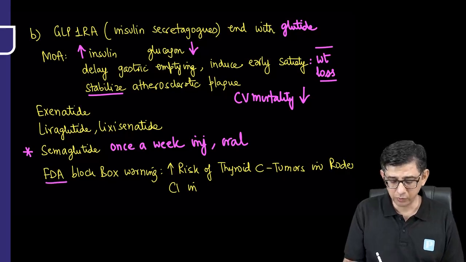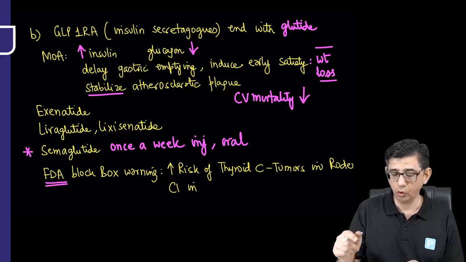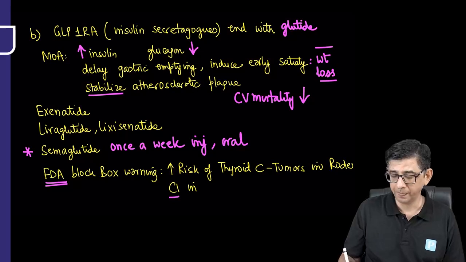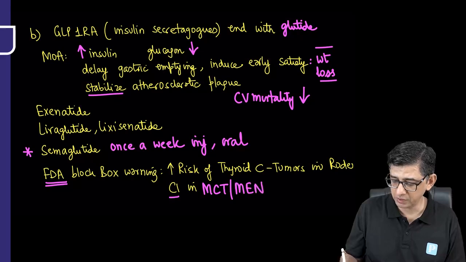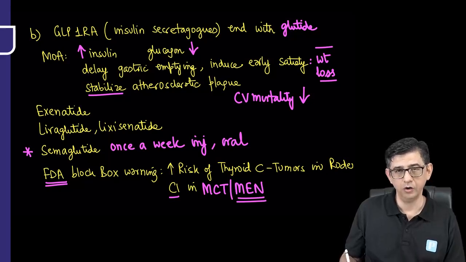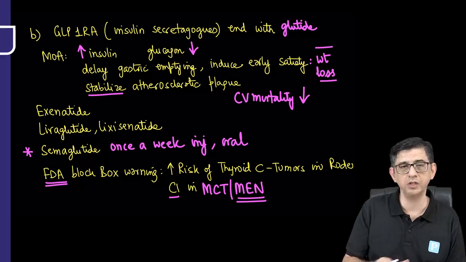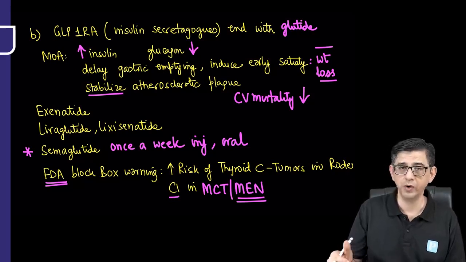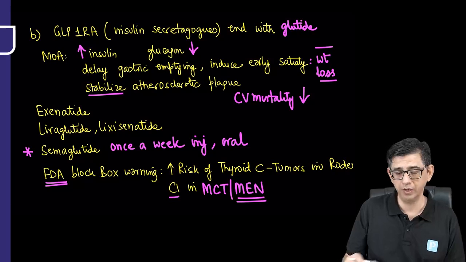Then there's an FDA black box warning that you would be aware of from pharmacology: this drug has been shown in rats to cause an increase in thyroid C cell tumors, because of which this molecule is contraindicated, especially in patients with a family history of medullary carcinoma thyroid, or in patients who have multiple endocrine neoplasia. The topic of MEN has been discussed separately, but you will remember that medullary thyroid cancer would be coming in MEN 2A or MEN 2, that is Sipple syndrome. So we will not be prescribing GLP-1 agonists in those patients where multiple endocrine neoplasia is present, or there's a positive family history of multiple endocrine neoplasias.